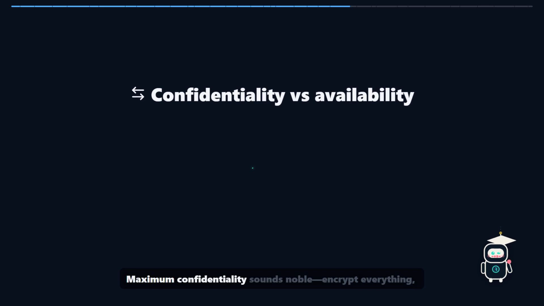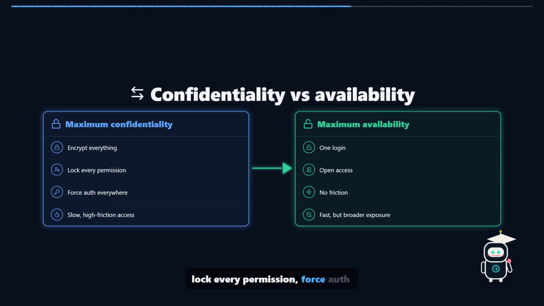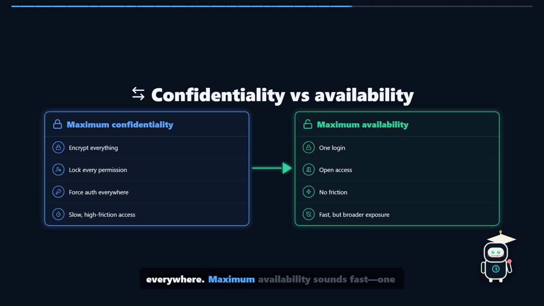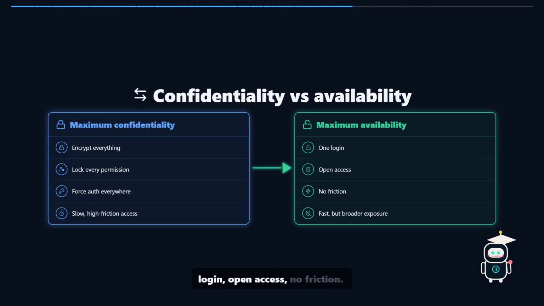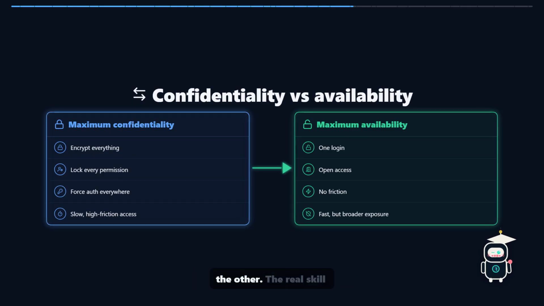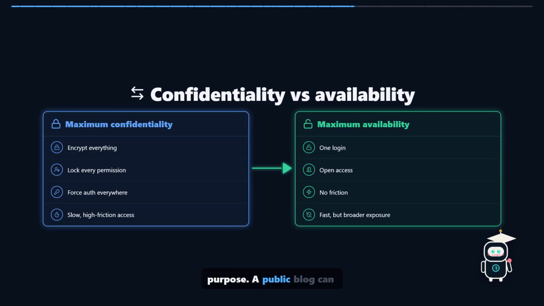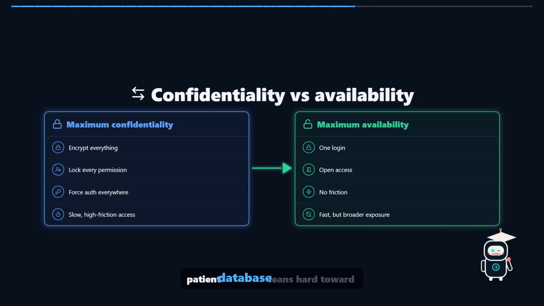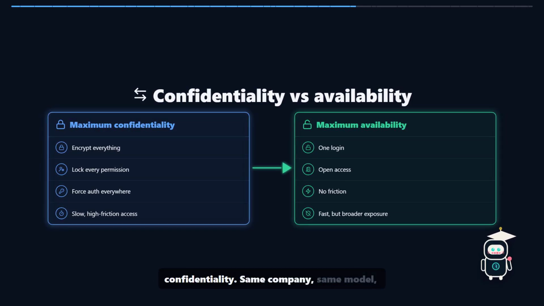Maximum confidentiality sounds noble. Encrypt everything, lock every permission, force auth everywhere. Maximum availability sounds fast. One login, open access, no friction. But max on either side breaks the other. The real skill is choosing the balance on purpose. A public blog can lean hard toward availability. A patient database leans hard toward confidentiality. Same company, same model, different settings.